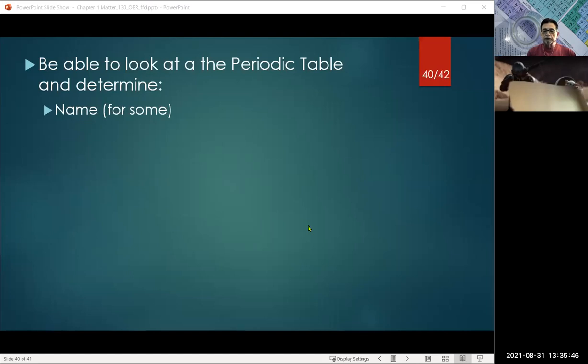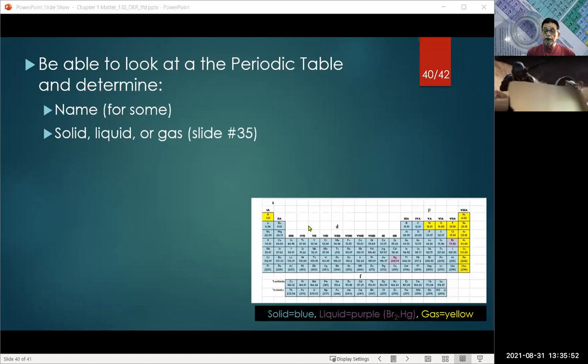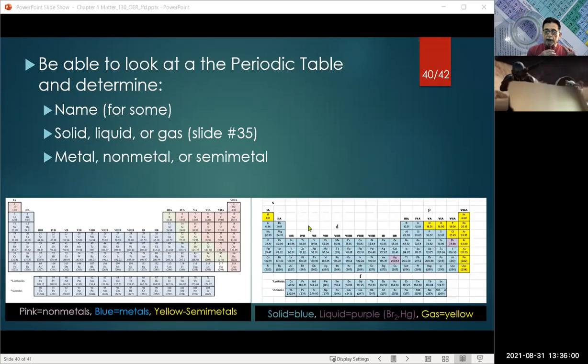Okay, so be able to look at the periodic table to determine the name, at least for the ones we gave you. Determine which ones are solid, liquid, or gas, using that periodic table as a guide, and then be able to determine which is a metal, which is a nonmetal, and which are metalloids, again by their position on the periodic table. Both of these color-coded periodic tables aid you in determining that.